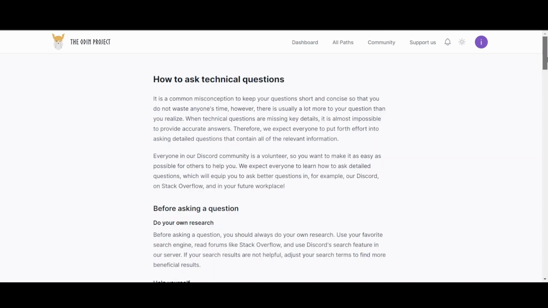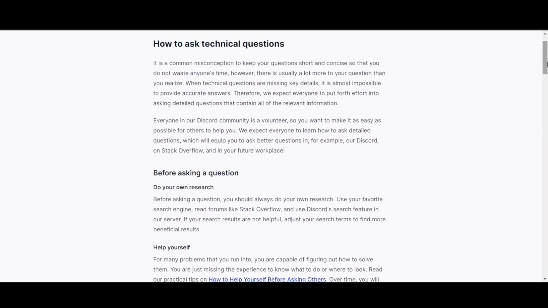It is a common misconception to keep your questions short and concise so that you do not waste anyone's time. However, there is usually a lot more to your question than you realize. When technical questions are missing key details, it is almost impossible to provide accurate answers. Therefore, we expect everyone to put forth effort into asking detailed questions that contain all of the relevant information. Everyone in our Discord community is a volunteer, so you want to make it as easy as possible for others to help you. We expect everyone to learn how to ask detailed questions, which will equip you to ask better questions in, for example, our Discord, on Stack Overflow, and in your future workplace.